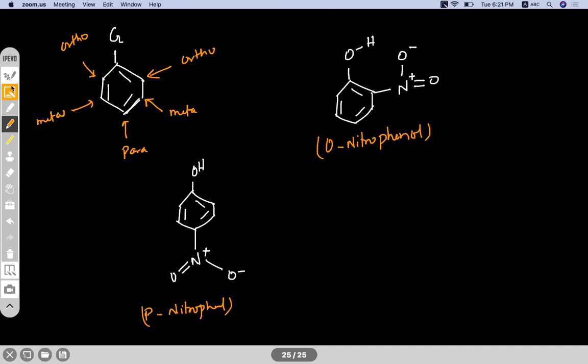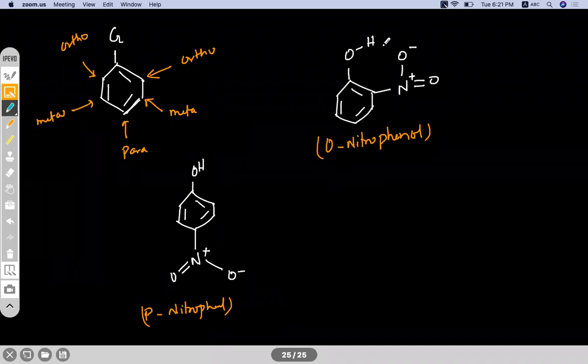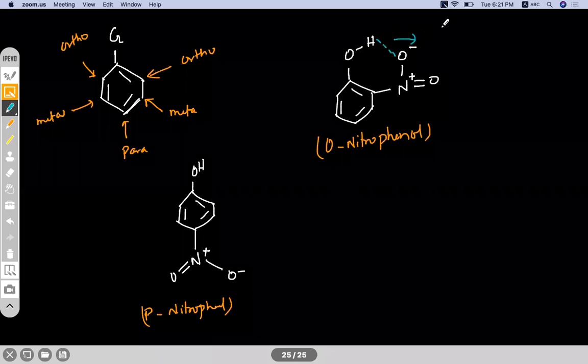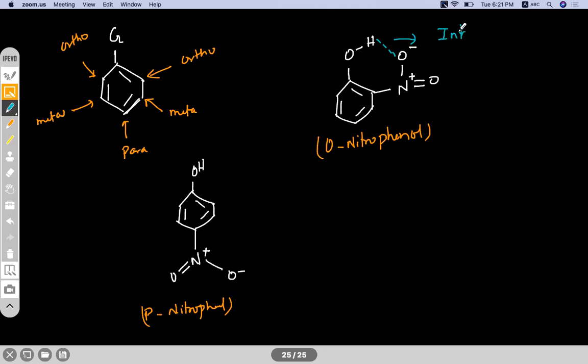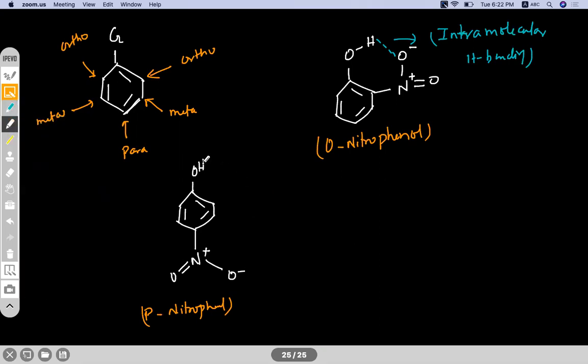So in orthonitrophenol, what happens? We have intramolecular hydrogen bonding possible. This is intramolecular H bonding. But in paranitrophenol, we don't have intramolecular hydrogen bonding, but here we have intermolecular hydrogen bonding possible. Look at this. Because this cannot make a bond with hydrogen because the distance is more over here.